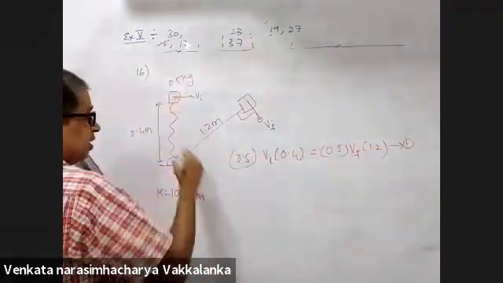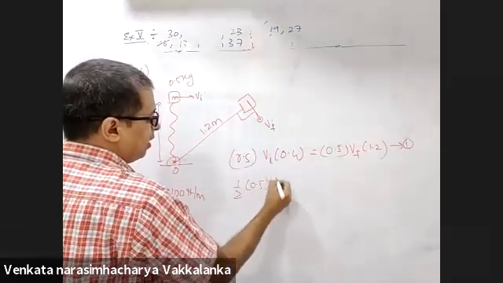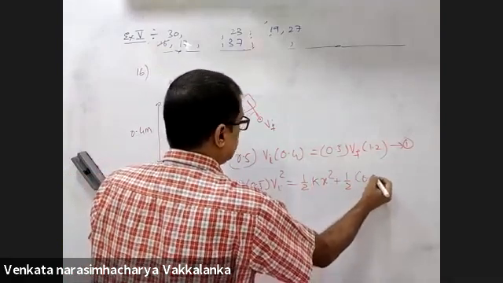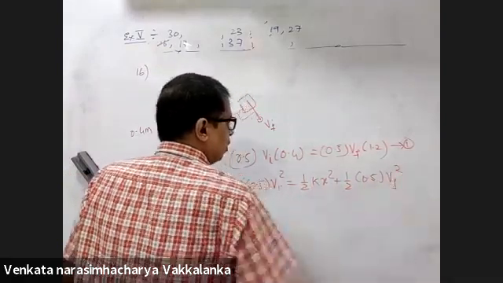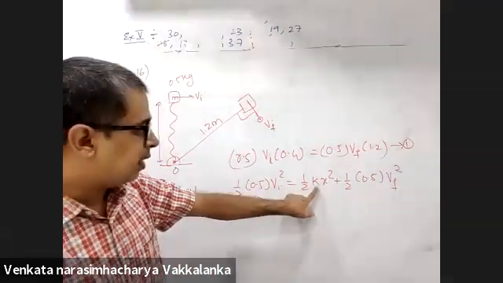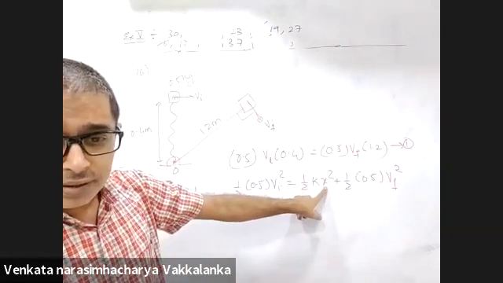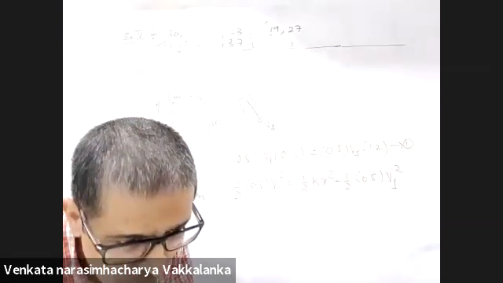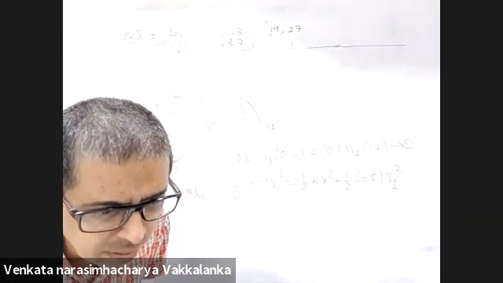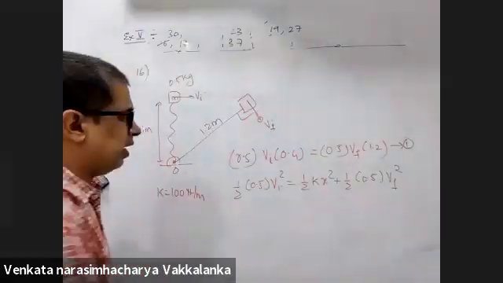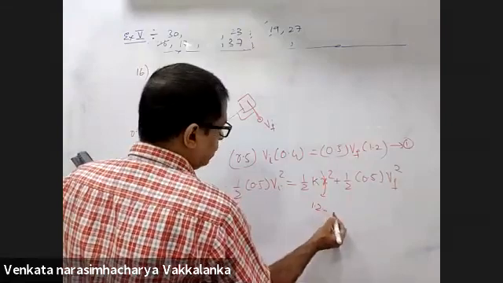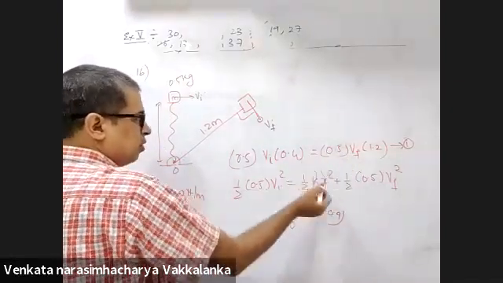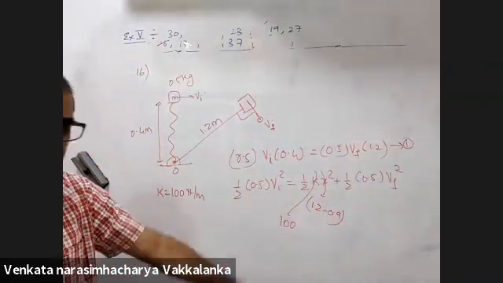There is a second equation. Conservation of energy: half into 0.5 V initial whole square is half k x square plus half into 0.5 V final whole square. K is given. X is also given. Where is X given here? 1.2 minus the natural length of the string, which is 900 millimeters, so 0.9. So X is 1.2 minus 0.9, whole square. K is given as 100. Now you have two equations and two variables. Eliminate V final, and you will get V initial.